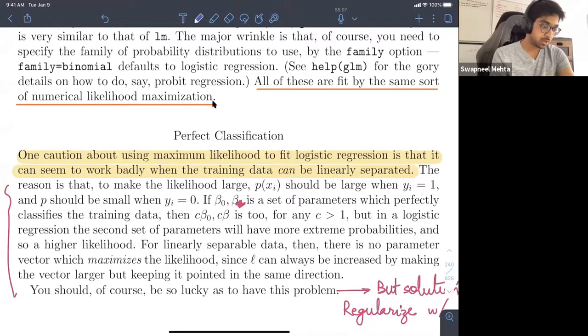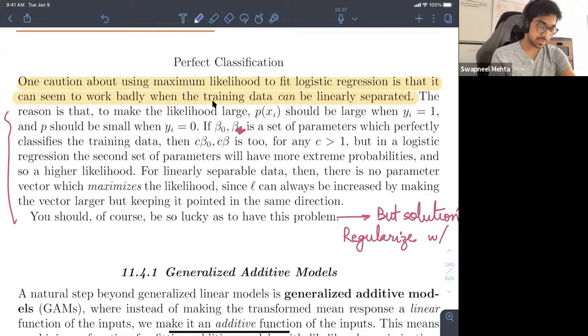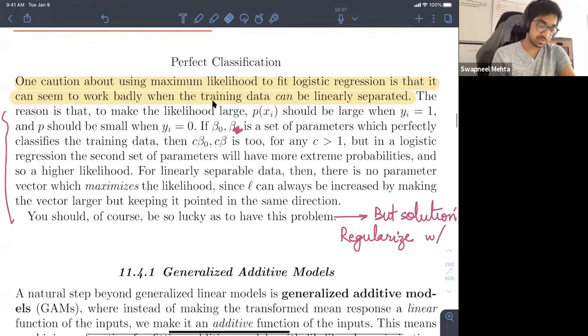Okay, cool. Perfect classification. One caution about using maximum likelihood is that it can seem to work badly when the training data can be linearly separated. The reason is that to make the likelihood large, px should be large when y is equal to 1 and p should be small when y is equal to 0. So the probability of belonging to class 1 should be low, which means it should belong to class 0 when y is equal to 0. And the probability of belonging to class 1, which is pxi, should be large, which means y belongs to 1. I'll just summarize the point.